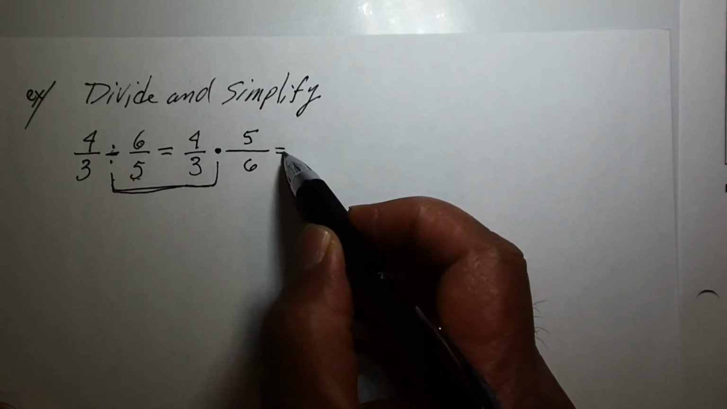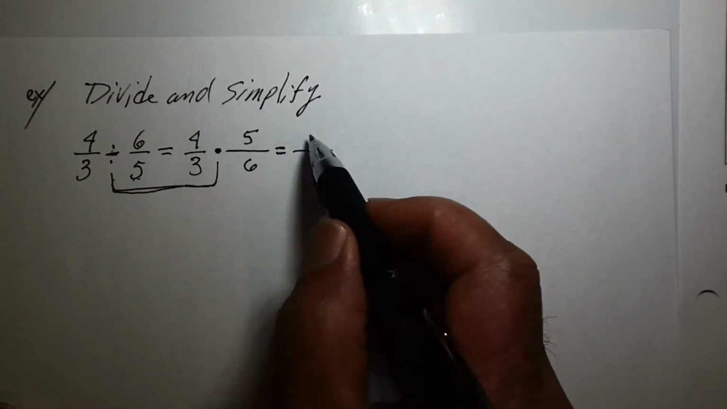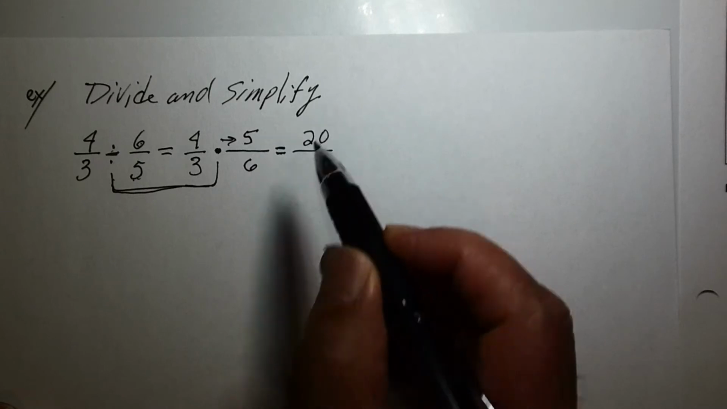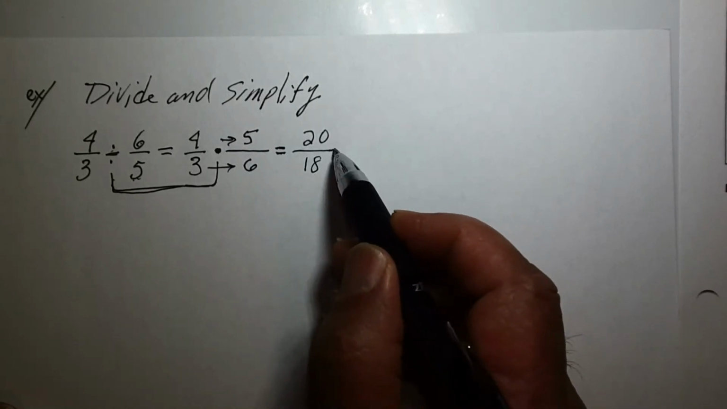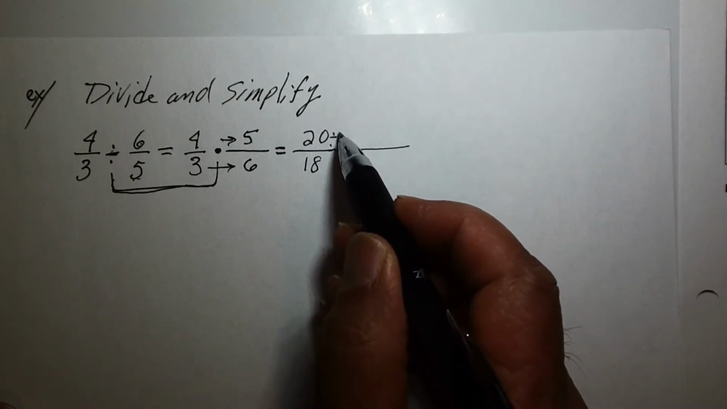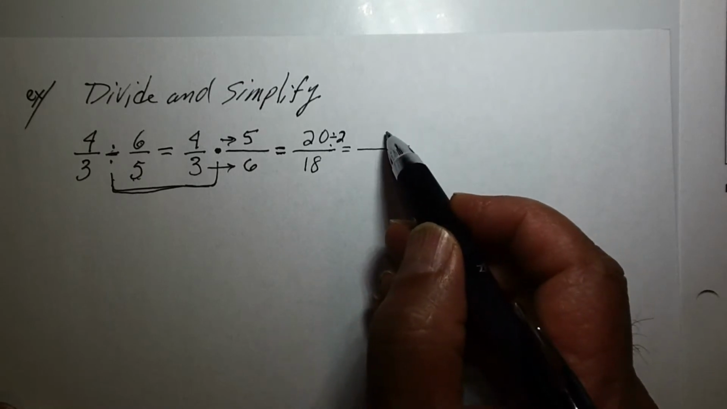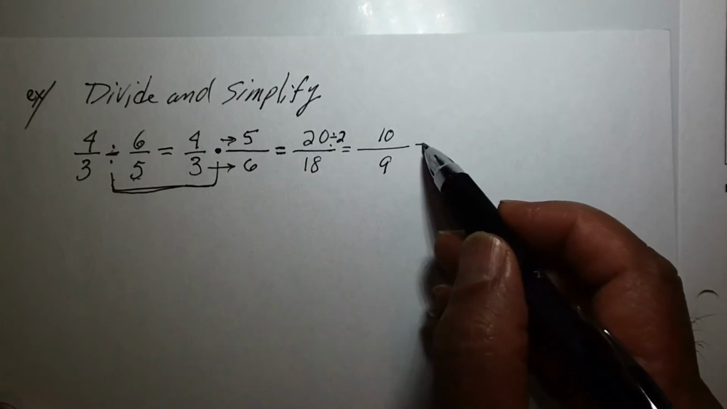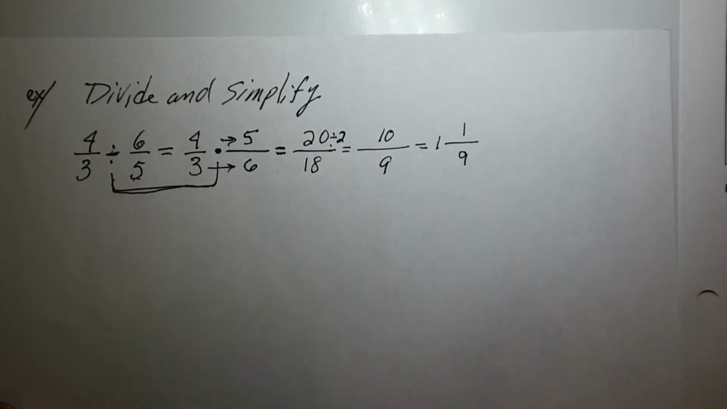Now we do have a multiplication to do. 4 multiplied by 5 is 20. 3 multiplied by 6 is 18. If we reduce both 20 and 18 by 2, we get 10 over 9. If you want to write it as a mixed number, it's 1 and 1 over 9.